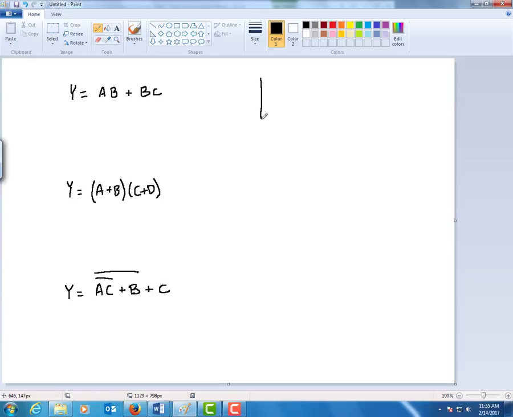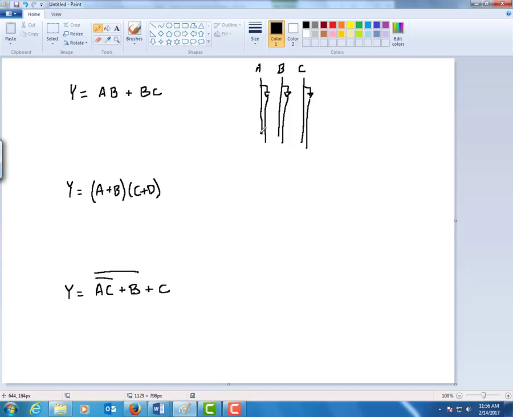Here is your A. Here is your B. Here is your C, right? So we have here A, B, and C. Now, just for completeness, remember, we always draw the A bars next to it and the B bar next to B, right? And the C bar next to C.